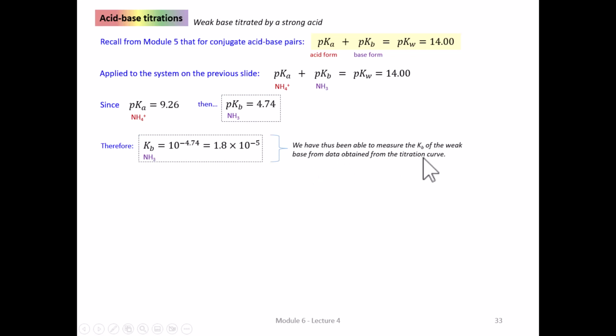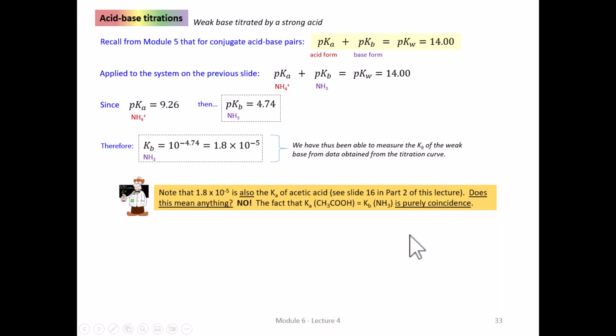So we've been able to measure the Kb of the weak base from the data obtained from the titration curve. Remember, and we've mentioned this in earlier lectures, 1.8 times 10 to the minus 5 is also the Ka of acetic acid. And again, does this mean anything? No. The fact that they're the same is purely coincidence.